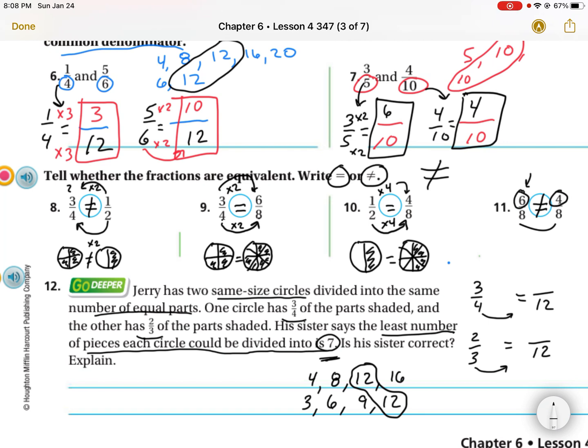Jerry's sister is incorrect. I think that what she did was she added the denominators together. And you can never, ever do that if they're not the same size. That's not good math. All right, let's turn the page.